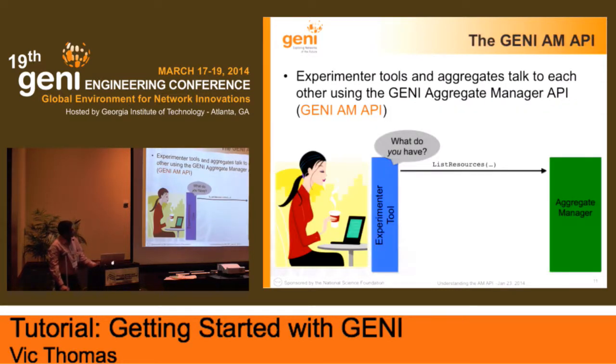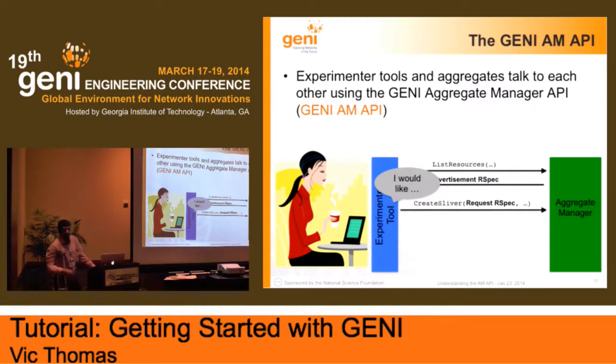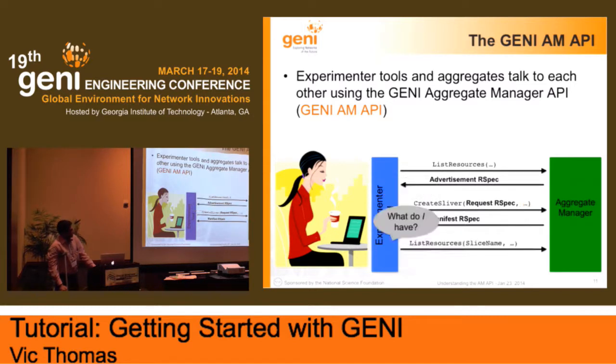Just to recap, here's an experimenter. She says, what do I have? Essentially she gets back an advertisement. She does a create sliver, which means essentially create these resources for me, with a request RSpec. She gets back a manifest, which has the information she needs. And she can always give her slice name and ask again for what resources she has, and she'll get back a manifest.